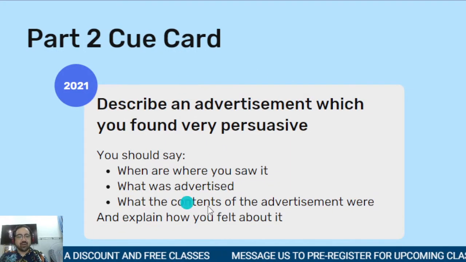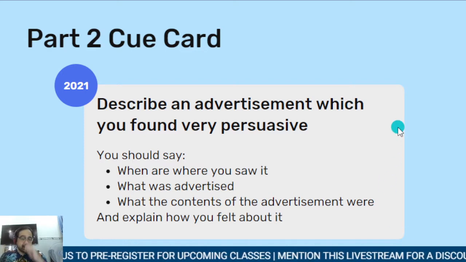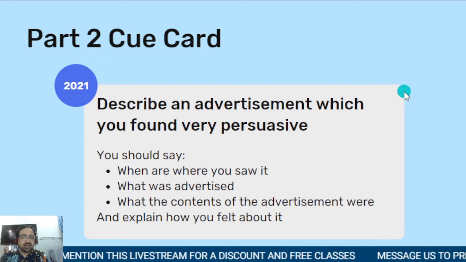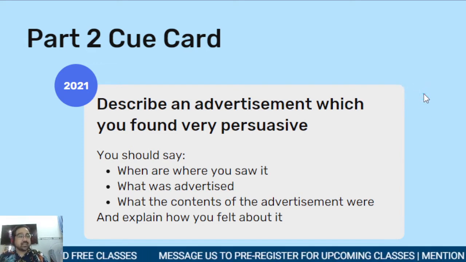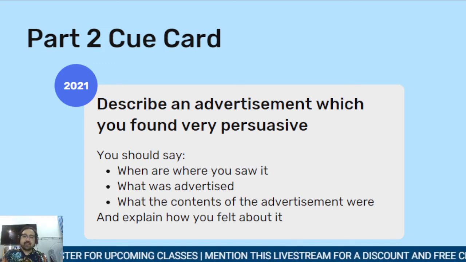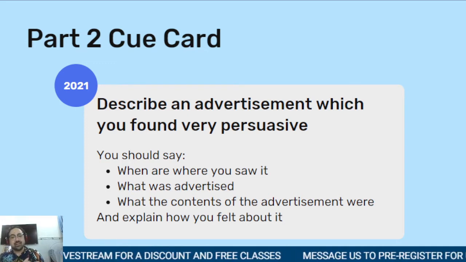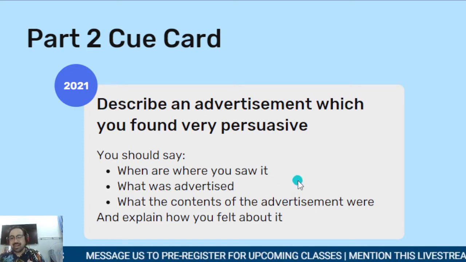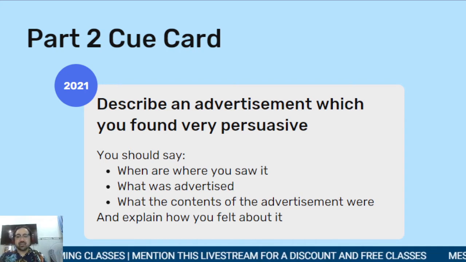So here is a cue card. Let's go ahead and take a look at this. I'm going to read a little bit about it, and then I'll hear what you guys have to say. Hi, Vin. Good to see you. So the cue card is: describe an advertisement which you found very persuasive. You should say when and where you saw it, what was advertised, what the contents of the advertisement were, and explain how you felt about it.